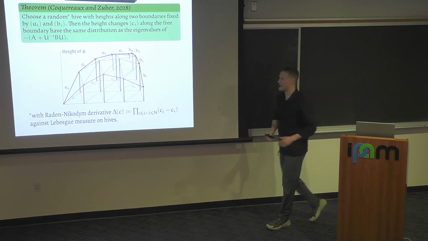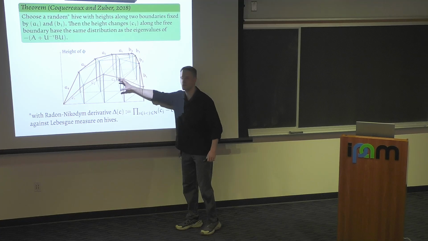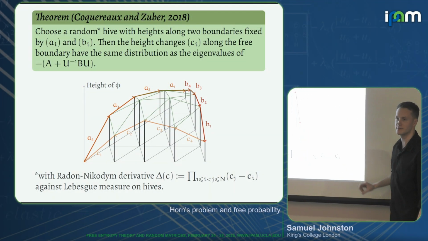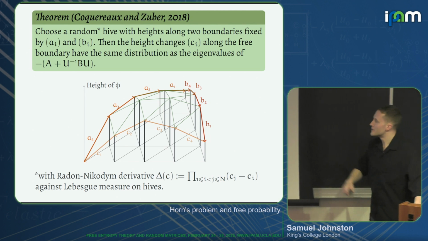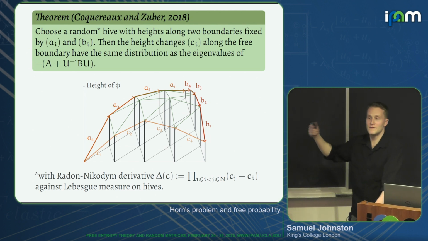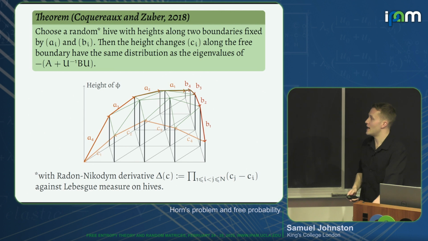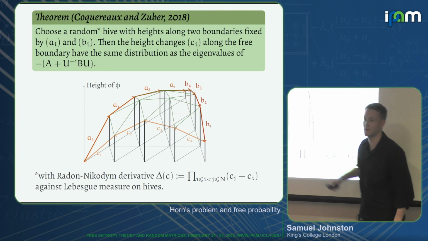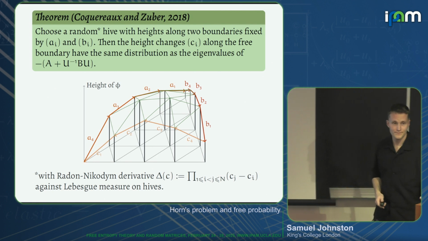So you choose a hive in proportion to Lebesgue measure on hives multiplied by this Vandermonde factor. The short story here is that there's a way of choosing random hives that somehow recovers the distribution of the eigenvalues of a sum of two random matrices.